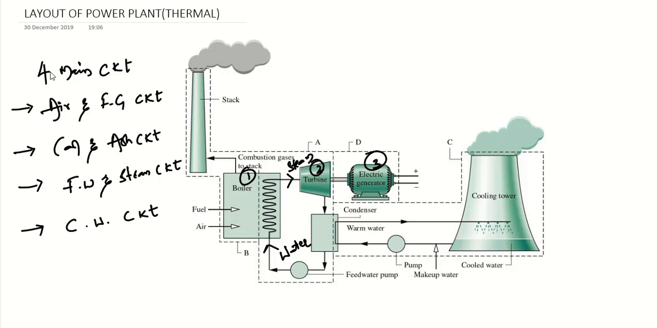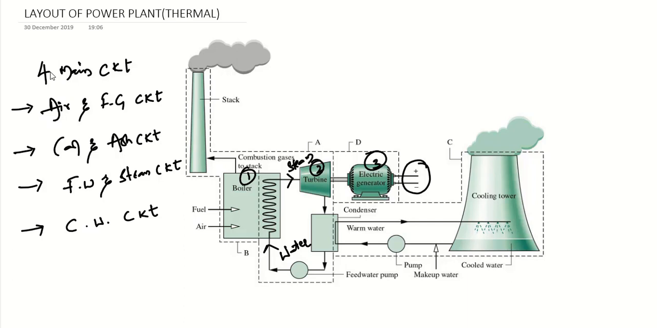This steam, when passed through the turbine, does certain work, that is, the turbine will rotate. On the same shaft, the electric generator is connected to the turbine. When the turbine shaft rotates, the electric rotor also rotates. Due to the rotation, the rotor cuts the magnetic field, thereby supply is generated at the output terminals of the generator.